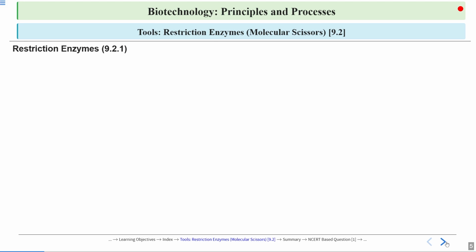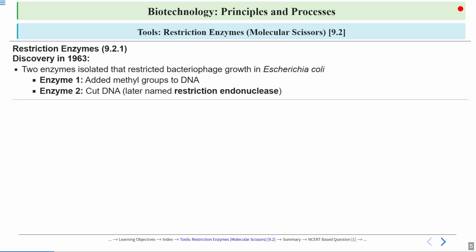The first question that comes into our mind is, what is a restriction enzyme and how has it been discovered? The restriction enzymes were discovered in 1963. Some scientists observed that the growth of bacteriophage in bacteria had suddenly stopped. Do you know what a bacteriophage is? Let me tell you. Bacteriophages are viruses that infect bacteria. What do they do? They inject their genome into the bacteria and start replicating their own genome.